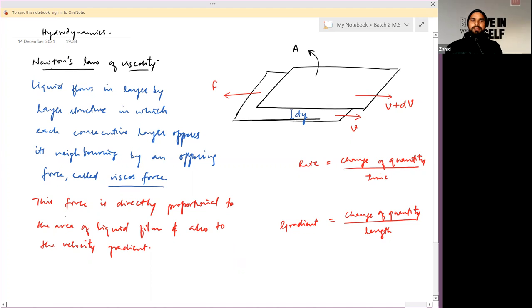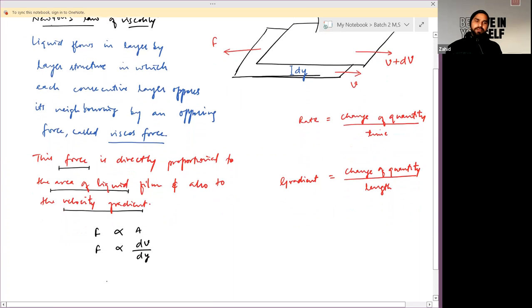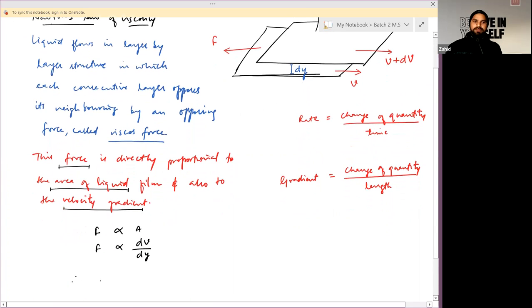So according to this relation, we can write that viscous force depends upon two factors. First is the area of the liquid and second is the velocity gradient. So F is directly proportional to A, and F is directly proportional to the velocity gradient, that is, change in velocity with respect to change in length. Now, if we combine these two equations, F is proportional to A dV by dy.